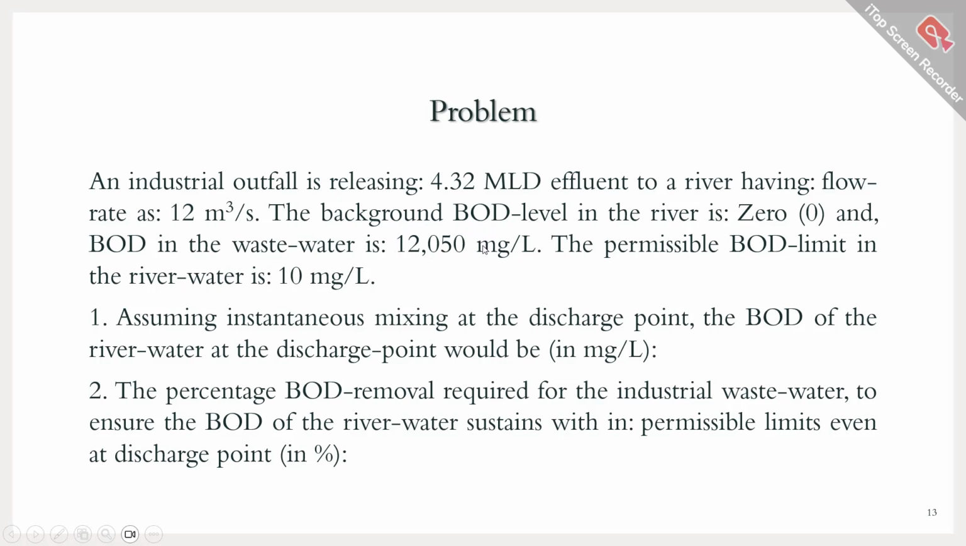before releasing, right? So that the effluent BOD of 0.05 meter cube per second flow rate is not 12,050 before releasing. So it should be decreased to a certain other level, so that after mixing it becomes 10 milligram per liter. That is the idea here. So what amount you have to treat, that percentage you have to calculate.